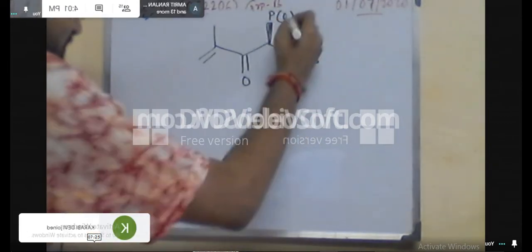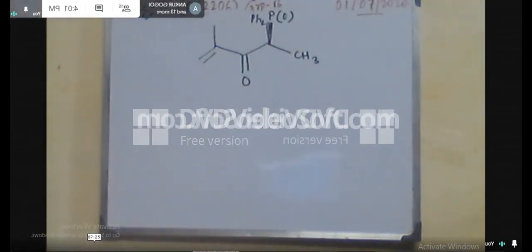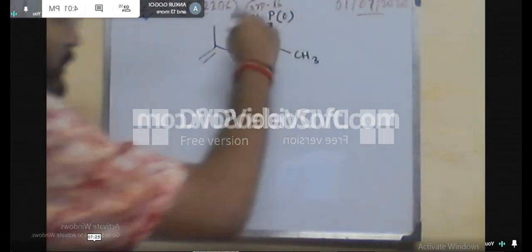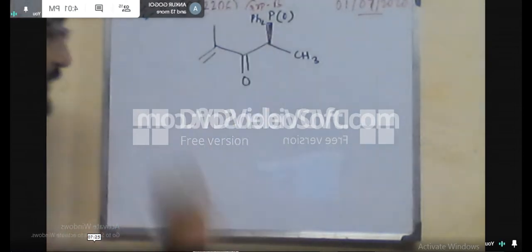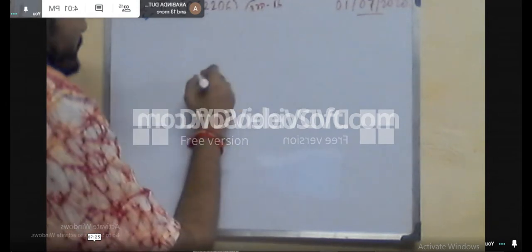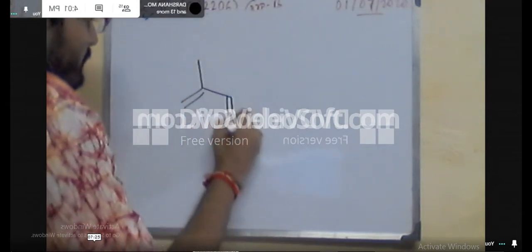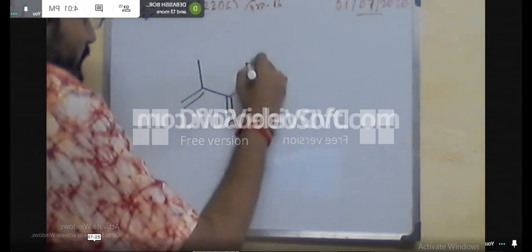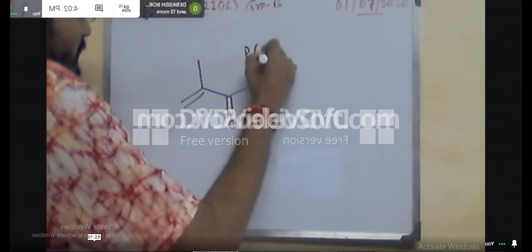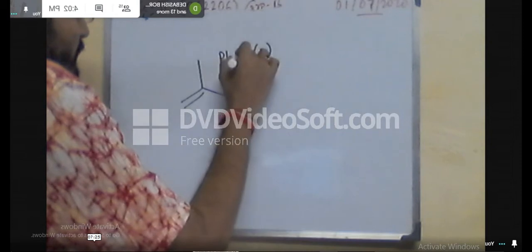Okay. In this case, if I find the configuration again, this is 1 because phosphorus is attached to this carbon. Then this is 2, 3, 4. Now 4b plus, and the rotation of the rest of the 3 groups, 1, 2, 3, is anti-clockwise. So minus. So the configuration is S for this chiral center.